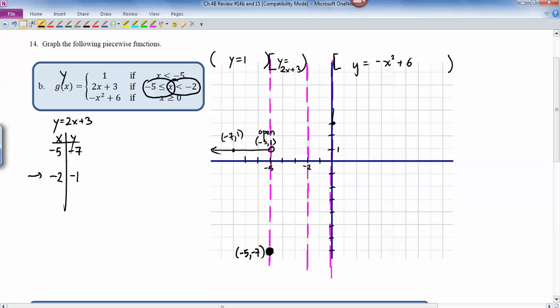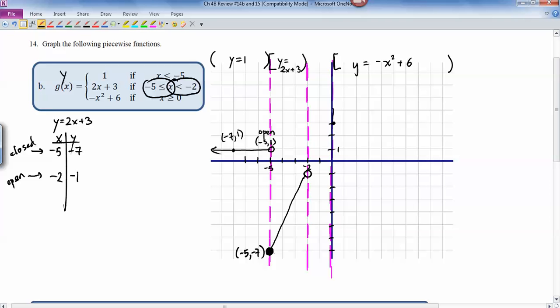So I'll even note that. Open dot here, closed dot here. Oops, sorry. Closed. So here's the other one right here, open dot. And it's a line, so I don't need any other points along the way. I can just connect them right here. So there's that part of the graph.